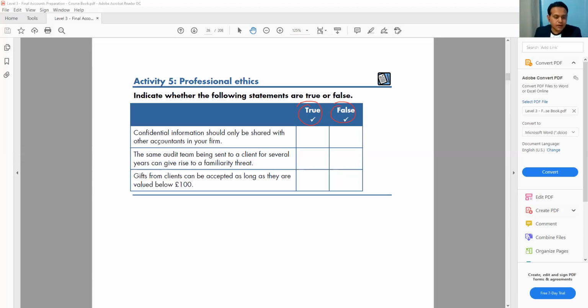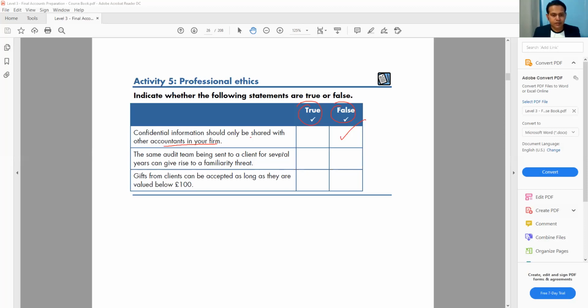The first one is saying confidential information should only be shared with other accountants in your firm. It looks like true because you work on the same company, but the answer is not true because you are not allowed to share with any other accountant, even in your firm. In one firm there will be a lot of accountants, so you cannot share your information with the other accountants. Don't think, we work together, so they will know. No, you cannot share it. That will be false.